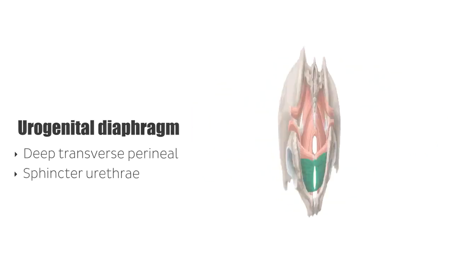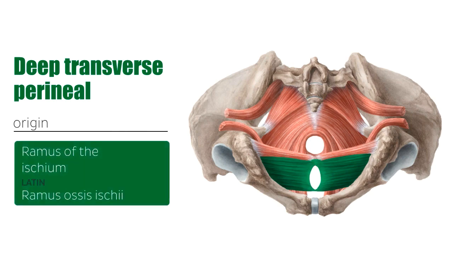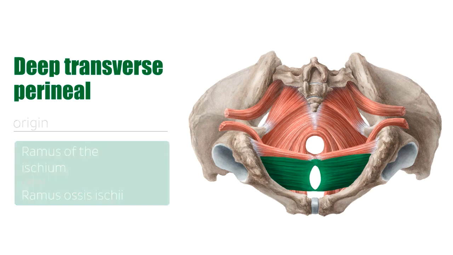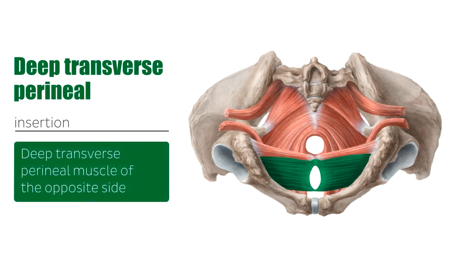Let's start off with the very first one that you see here highlighted in green, which is the first one on the list, the deep transverse perineal. The deep transverse perineal muscle lies in the perineum and is a part of the pelvic floor. This muscle will be arising from the inferior ramus of the ischium and also runs to the median line. Then this muscle goes all the way to insert at the deep transverse perineal muscle of the opposite side, as you can see here.